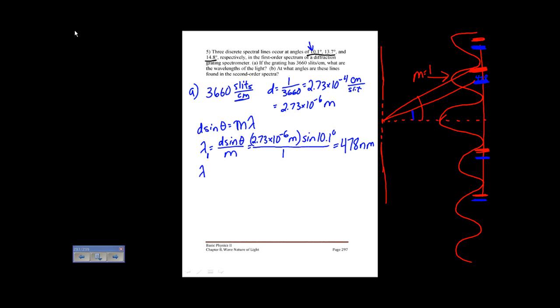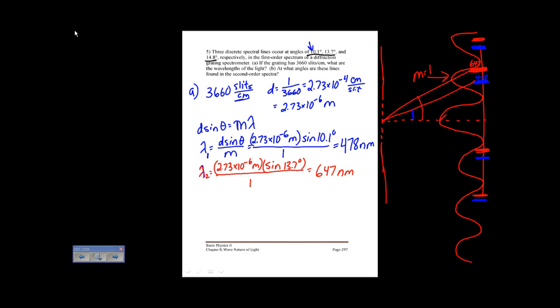And then I can do lambda 2, and it's equal to d sine theta over m, which is going to be 2.73 times 10 to the minus 6 meters, sine of 13.7, my next angle, divided by 1. And then that's going to give me a wavelength of 647 nanometers, which is the wavelength of this spot on the spectrum. Still in the first order, but at a different angle, because the light is being spread out into its different colors.